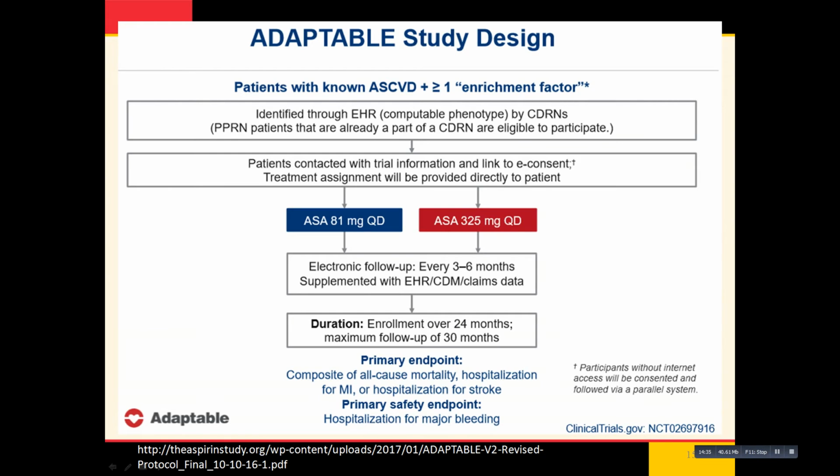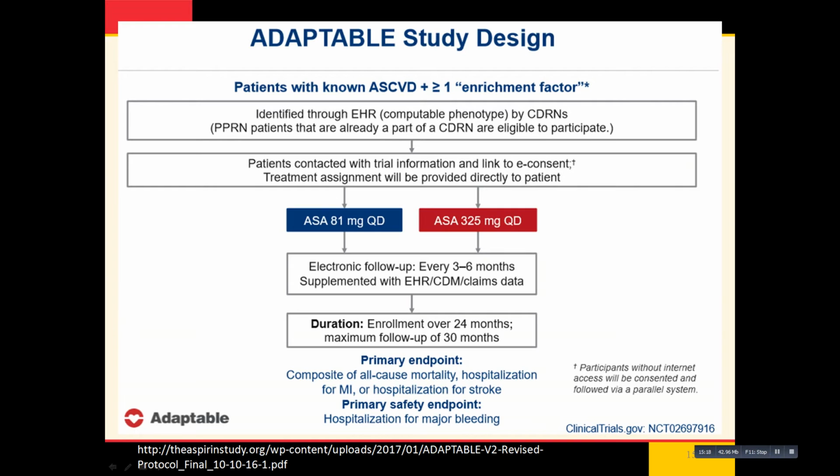So in this ADAPTABLE study design, this is kind of a schematic for how they enrolled patients and randomized them to aspirin therapy, the different doses. So what they were looking for is patients with known atherosclerotic cardiovascular disease, ASCVD, plus at least one enrichment factor. And I know the enrichment factors are not listed on here, although the link at the bottom will take you to those. But it could be someone who was 65 years and older, or somebody who was smoking. And these enrichment factors were really characteristics that we know increase the risk for the individual to have a major cardiovascular event. So we want patients with existing heart disease and at higher risk to have a cardiovascular event.